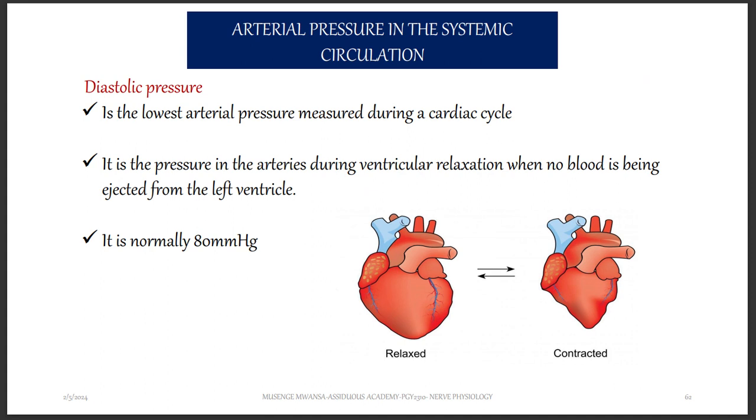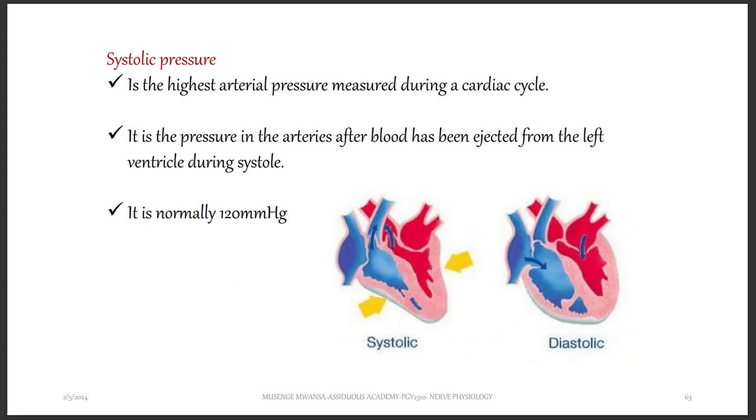So what is the pressure that the blood is moving at when the heart has relaxed? It is not pumping. That is going to be like 80 millimeters of mercury. Systolic pressure is the highest arterial pressure, and it is the pressure when the heart has just contracted and is at max, at 120 millimeters normally.